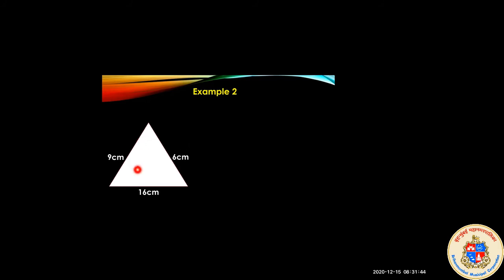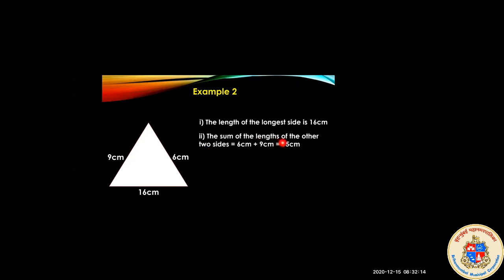So first step, what I told, first we have to find out the longest side. So the length of the longest side is how much? It is 16 centimeter. Okay, first step, find out the longest side. Then what is the second step? You have to add the other two sides. Now these other two sides are 9 centimeter and 6 centimeter. So note down, the sum of the length of the other two sides is equal to 6 centimeter plus 9 centimeter. So when you add 6 plus 9, you will get answer 15 centimeter.